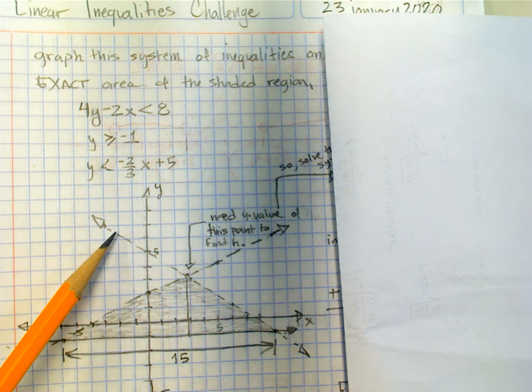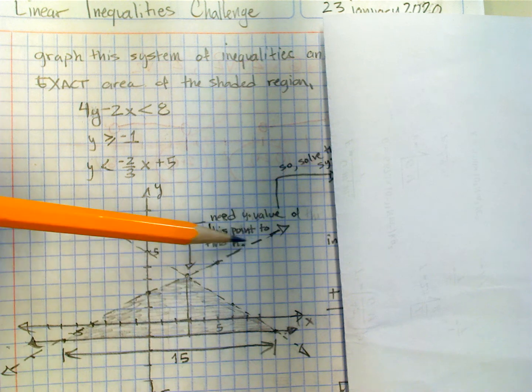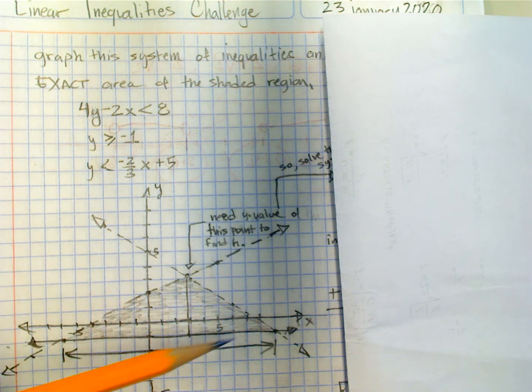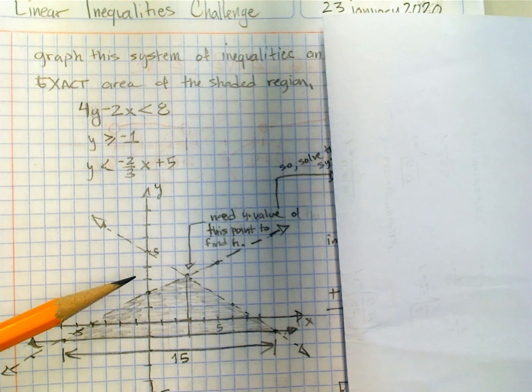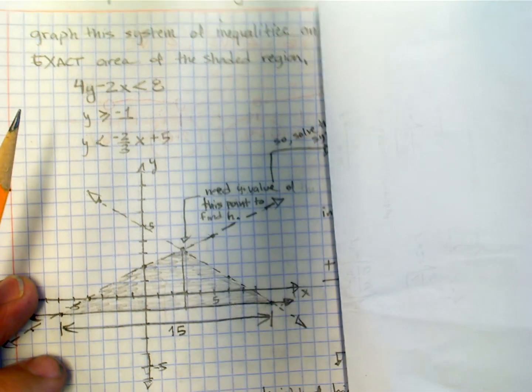Of course, I want all of the points that are below this line and below this line, so that's this region, and above my horizontal line here, y equals -1. So here's my triangle. I'm going to find the area of this triangle now. That's the task, and it says exact, which means we're not doing any estimation.